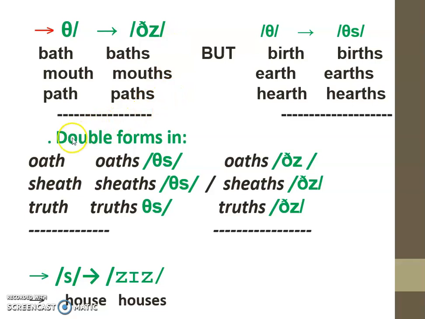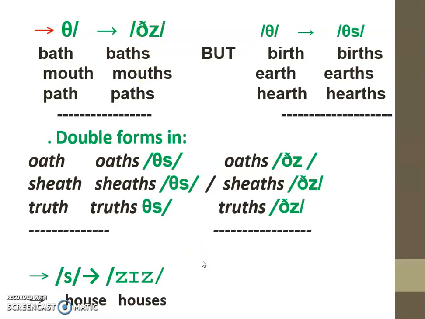Careful there. And we have some double forms. For example, oath, oaths or oaths. Sheath, sheaths, sheaths. Truth, truths, truths. So in these cases, the voiceless fricative changes to voiced. So the plural is realized by means of this consonant alternation, where the voiceless consonant sound changes to a voiced consonant sound. And then we have assimilation, because th is voiced, so z is voiced as well.